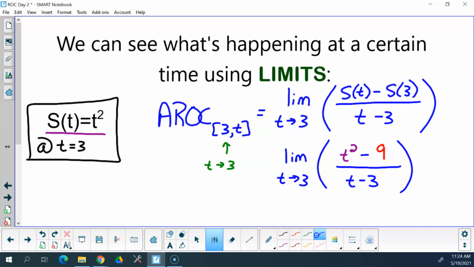In all of my years of dealing with students, it's not the calculus concept that trips them up. It's the algebra. Calculus is all algebra. Okay. So with that being said, looking at t squared minus 9 over t minus 3, is there anything that I could algebraically do with that?